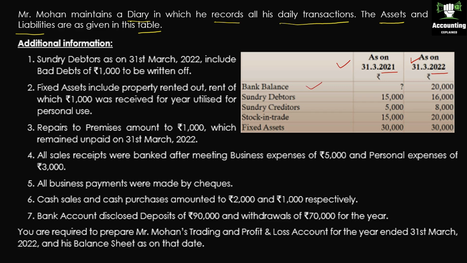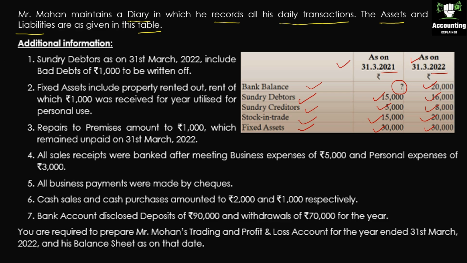Bank balance opening we have to find out. Closing is 20,000. Sundry debtors opening is 15,000. Closing is 16,000. Creditors opening 5,000. Closing 8,000. Stock in trade 15,000 is the opening and 20,000 is the closing. Fixed assets opening is 30,000 and closing balance is 30,000. Additional informations also they have given.